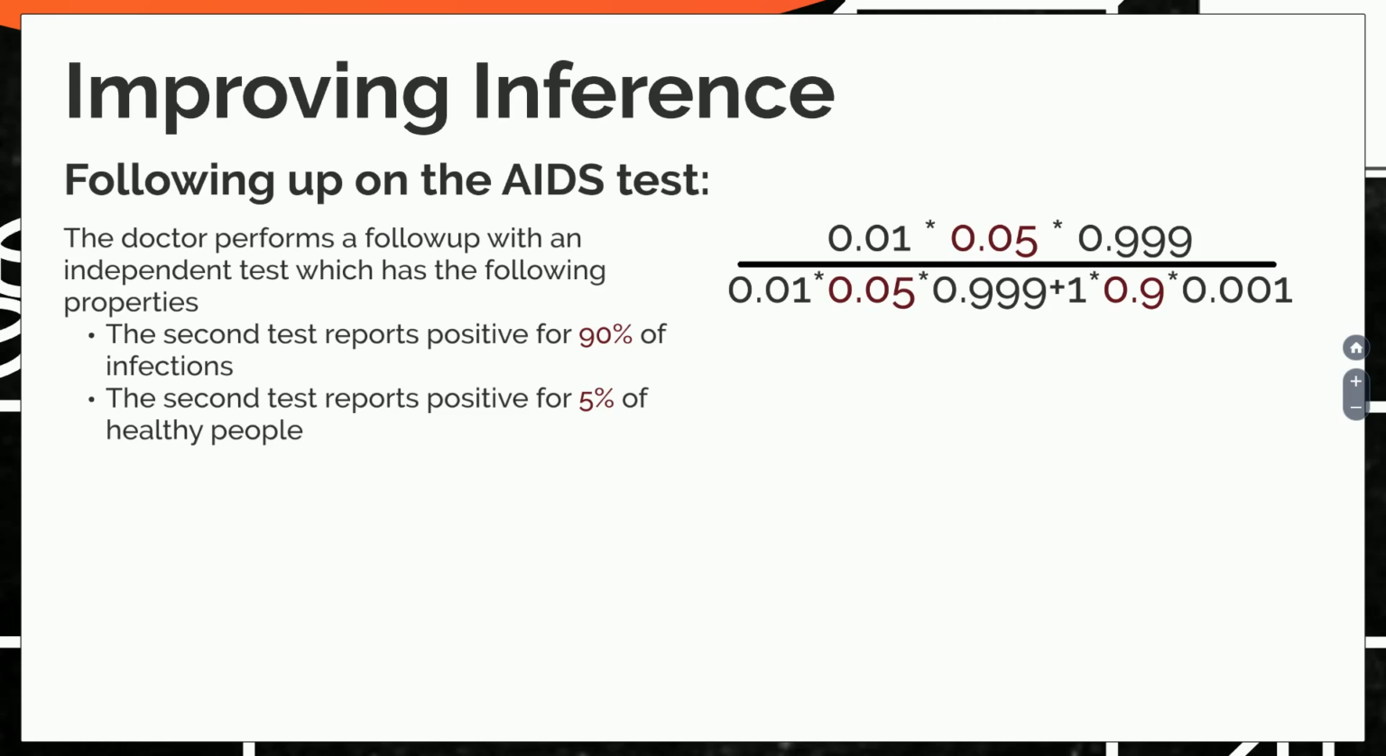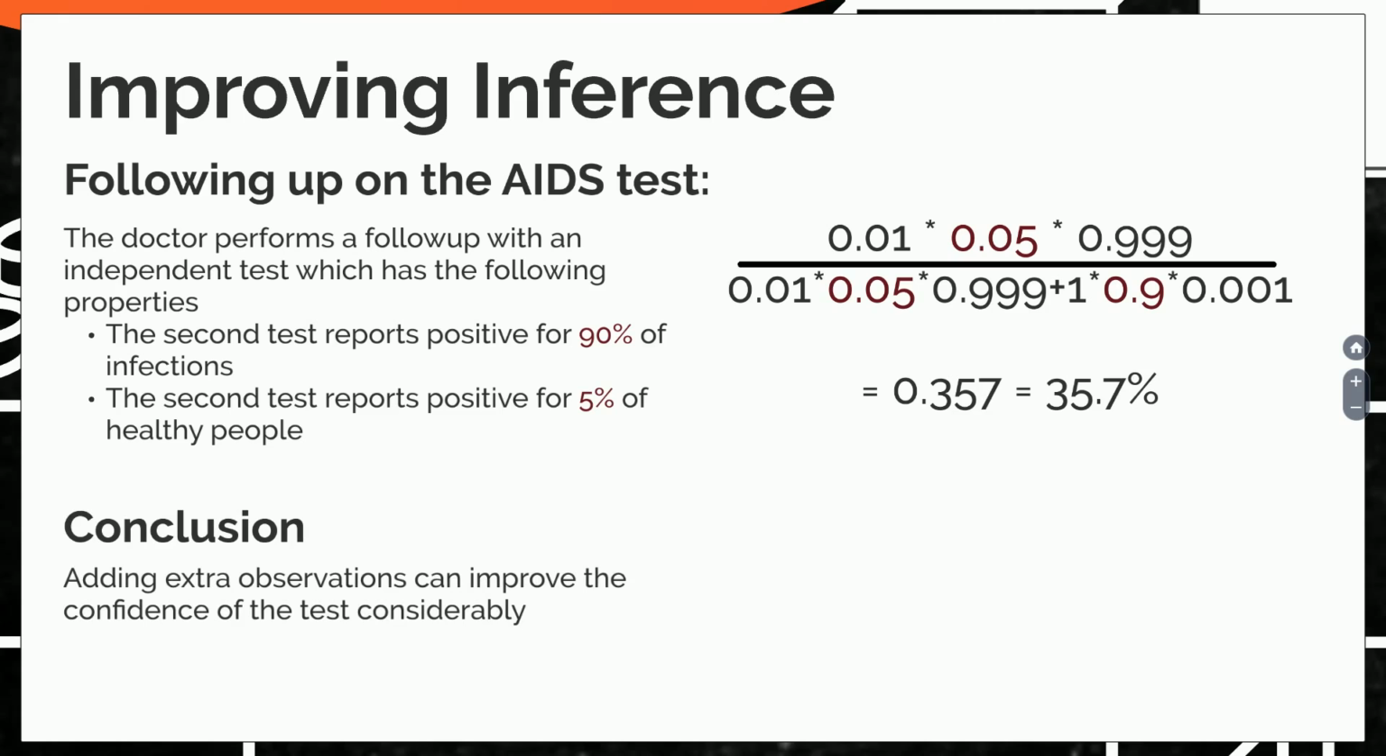Here we're going to add this into our formulation of Bayes' rule in the previous slide, and we simply have the additions of the 0.05 highlighted in red here and the 0.9 into the formula that we had written out before. And all of a sudden, our chances of actually having AIDS go up to 35.7% from 9%. So it's increased significantly by having an additional data point. What we can conclude is that adding extra observations can improve the confidence of the test considerably.